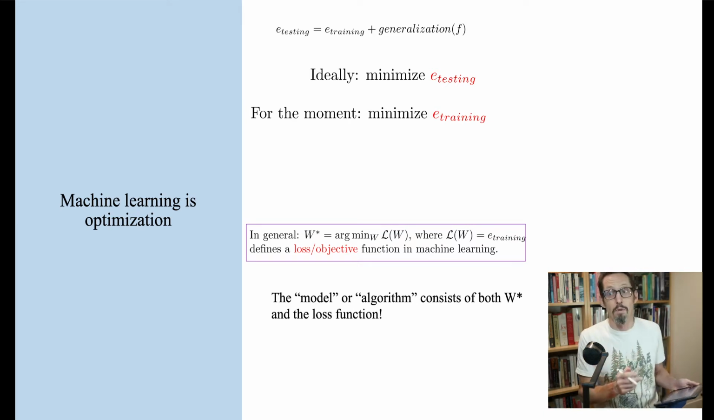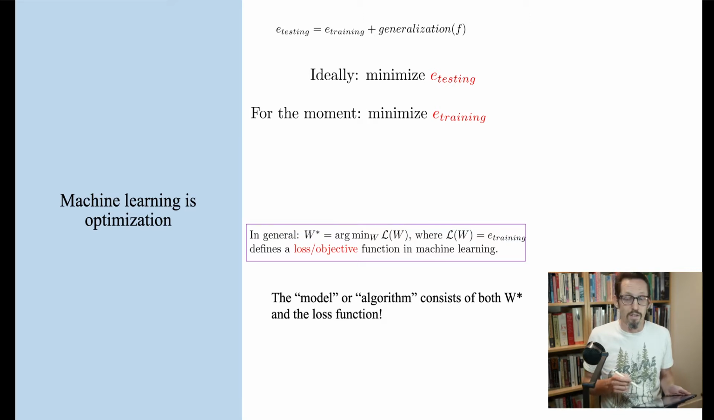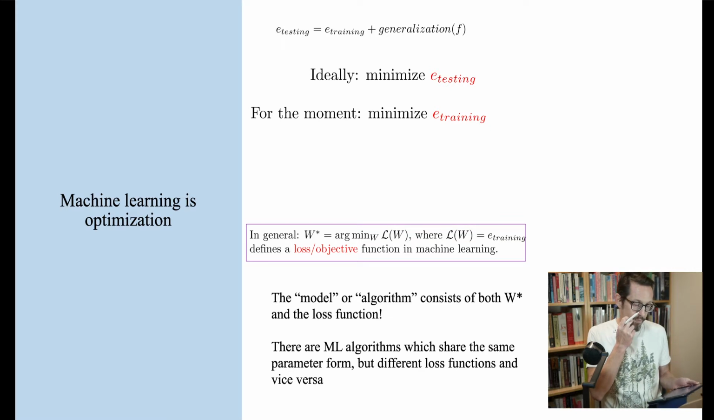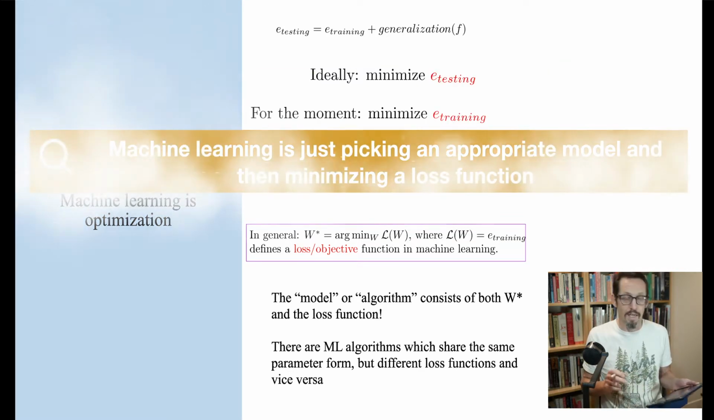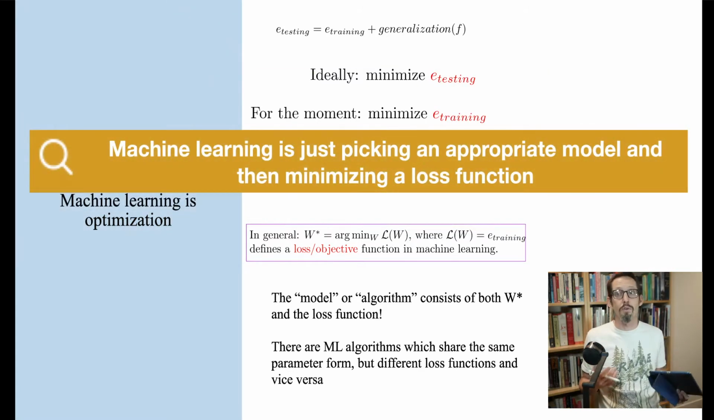So it's important to remember that the model, or the algorithm, or whatever it is that we're working with, is a combination of both the nature of those weights, the form that they're in, and also of the loss function which we are picking to get the quote-unquote best weights. So again, as we've said before, machine learning is really just picking an appropriate model and then minimizing a loss function to get the best version of that model.